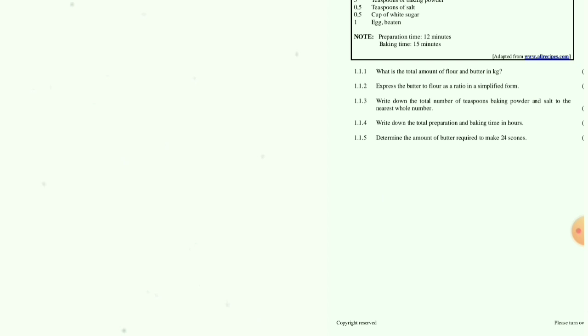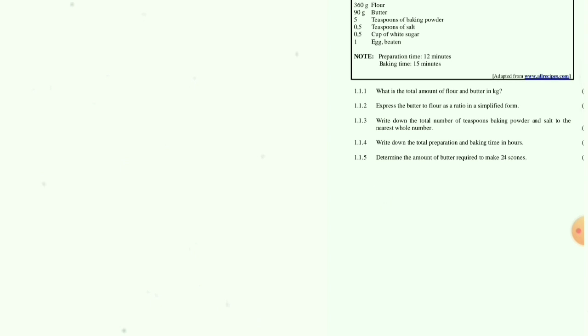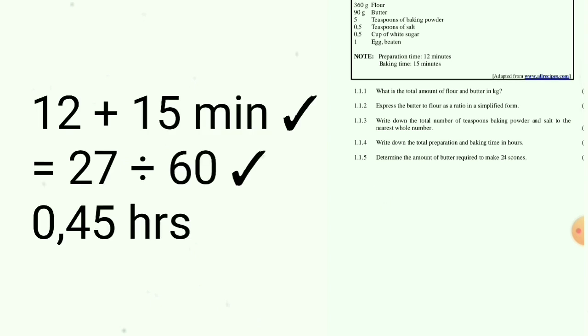1.1.4. Write down the total preparation and baking time in hours. Okay, you can see the note: preparation time 12 minutes, baking time is 15 minutes. So this is what we do. 12 plus 15 is 27 minutes. Then we divide by 60, because we all know that 60 minutes makes 1 hour. So it's equal to 0.45 hours.